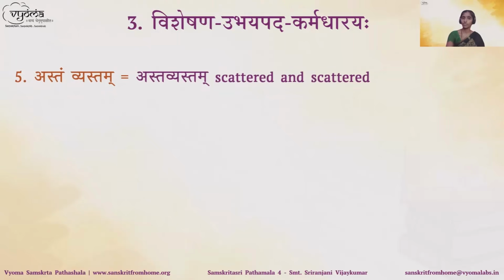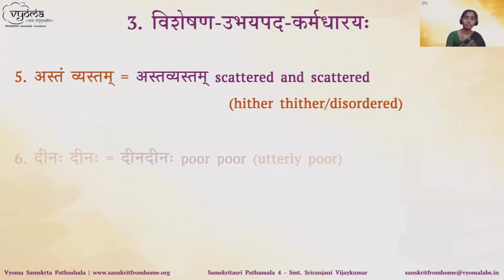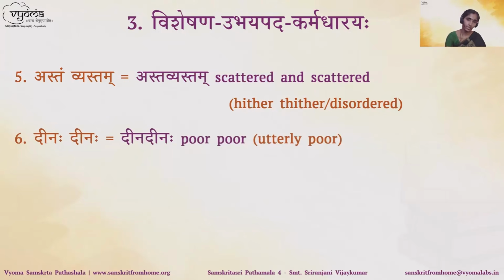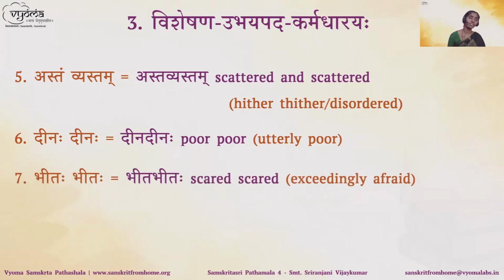Astam Vyastam, Astavyastam. So Astavyastam is scattered here and there. Okay, disordered, hitar titar we say. It is disordered. Deena Deenaha. So Deenaha is poor, and Deena Deenaha means utterly poor. Deena Deena is adding one extra effect to that poverty. Bhita Bhitaha. So exceedingly scared or exceedingly afraid. So these kinds of two Visheshanas, both are Visheshana Pada. So you make a Samasta Pada out of both. Okay, so that is Visheshana Ubhaya Pada Karmadharaya.